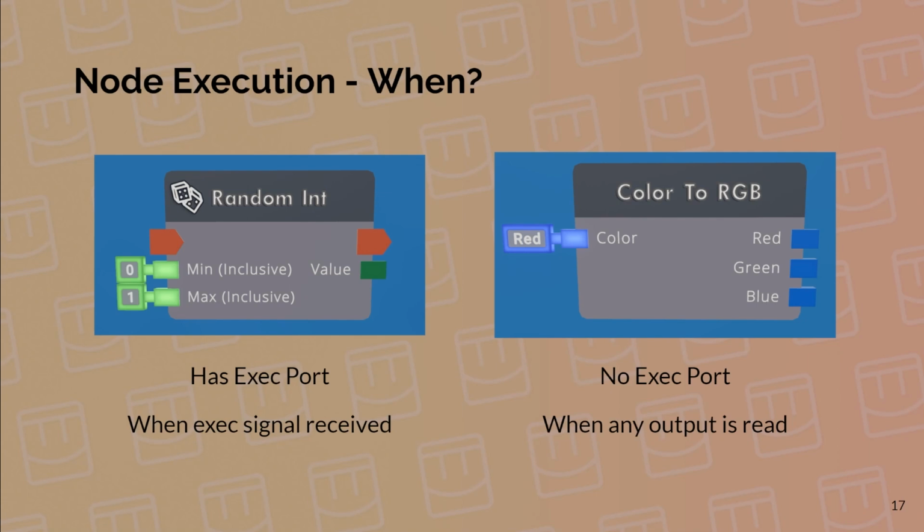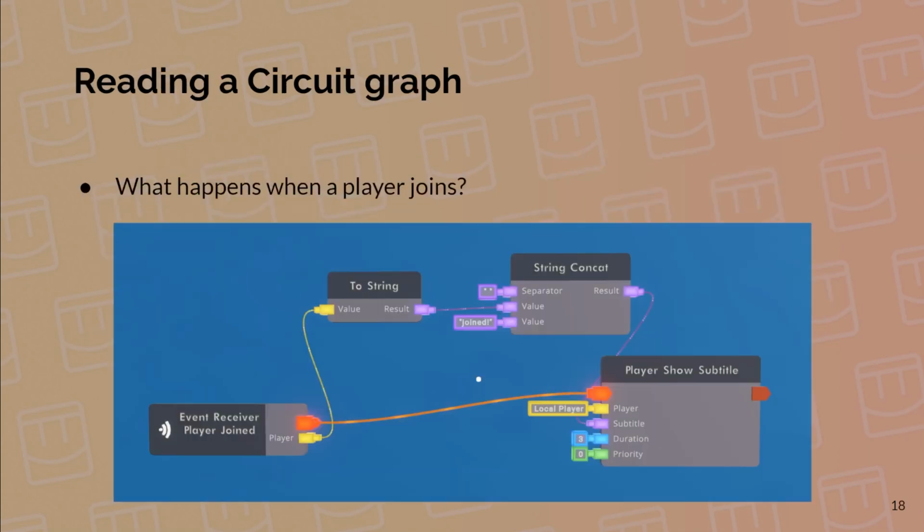Say that one more time for clarity. A chip without exec ports will execute when any of its output ports are read. That's it. That is the fundamental execution model of circuits. That's pretty much everything you need to know to understand the majority of circuit graphs you'll look at. Let's see it in action.